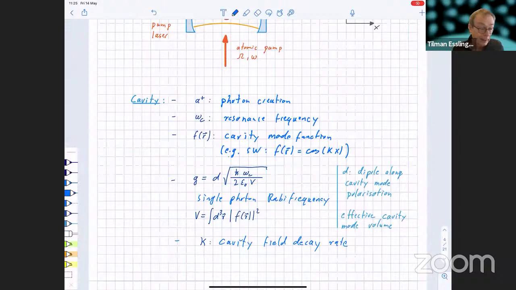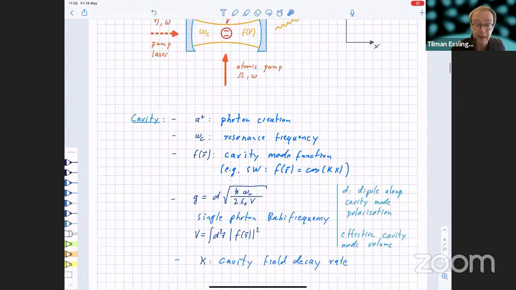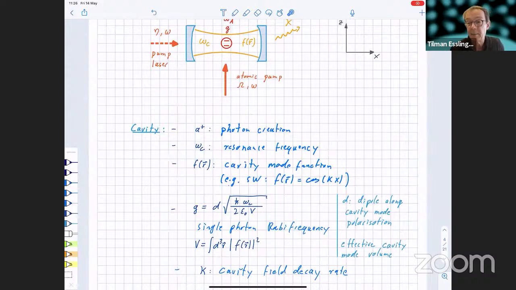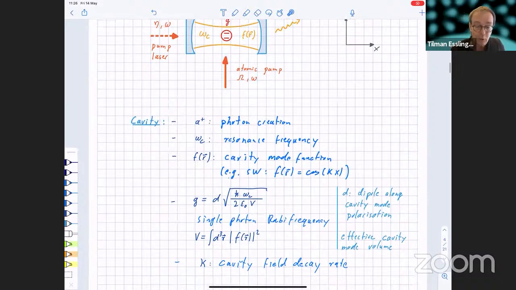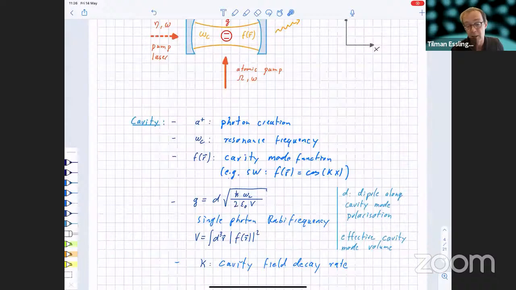Okay, so in the end, experimentally, to get a strong coupling, you want to have a very small mode volume, because then you get your coupling large. So the dipole is fixed. Your frequency you cannot change, and epsilon 0 also not. What you can also change is, of course, you don't want to have a too large cavity decay. But the cavity decay comes into play as you need to compare it to your single photon Rabi frequency. So in practice, you want to build a small mirror.